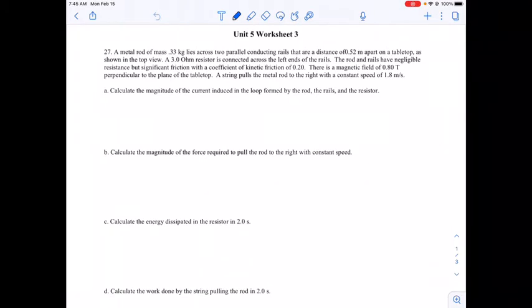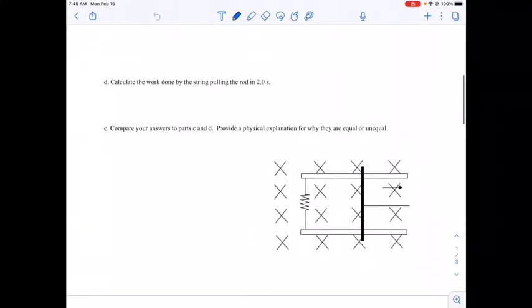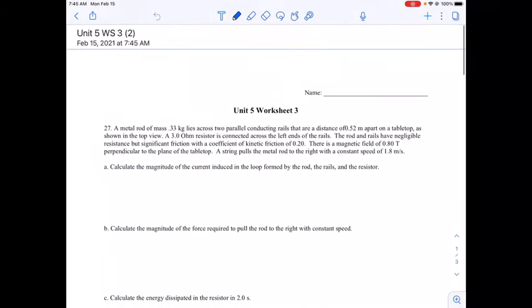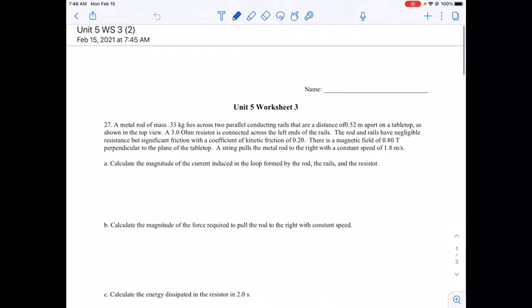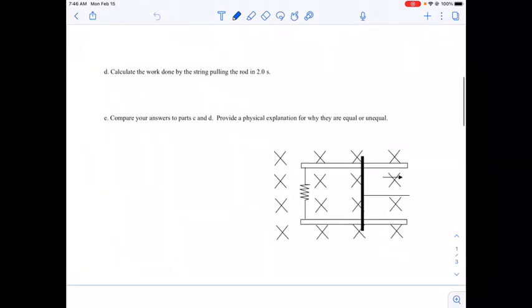A metal rod of mass 0.33 kilograms lies across two parallel conducting rails that are a distance of 0.52 meters apart on a tabletop as shown in the top view. Here's the top view down below. A 3 ohm resistor is connected across the left ends of the rails. The rods and the rails have negligible resistance but significant friction with a coefficient of friction of 0.2. There is a magnetic field of 0.8 Tesla perpendicular to the plane of the tabletop. A string pulls the metal rod to the right with a constant speed of 1.8 meters per second.